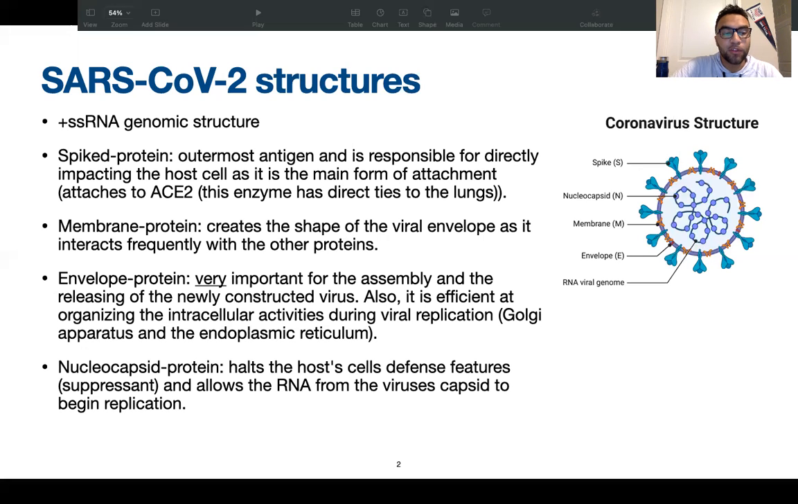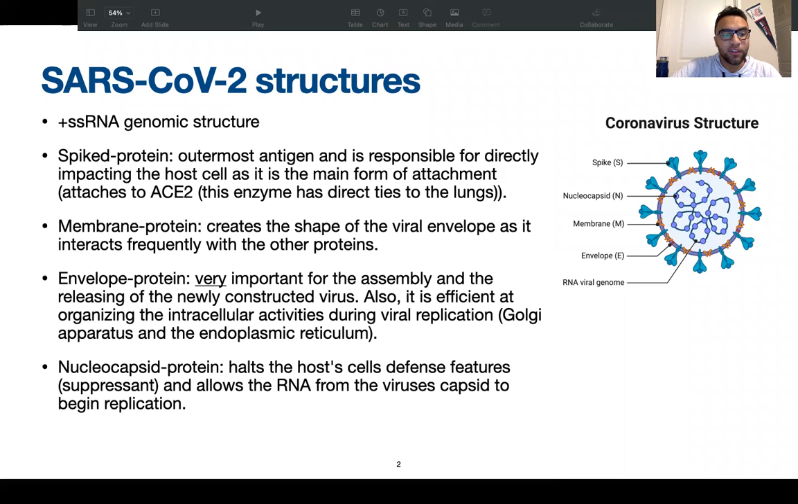And this protein attaches to our ACE2 enzyme, which has direct correlation to our respiratory system. Next, we have the membrane protein. This creates the shape of the viral envelope as it interacts frequently with other proteins along the nucleocapsid.